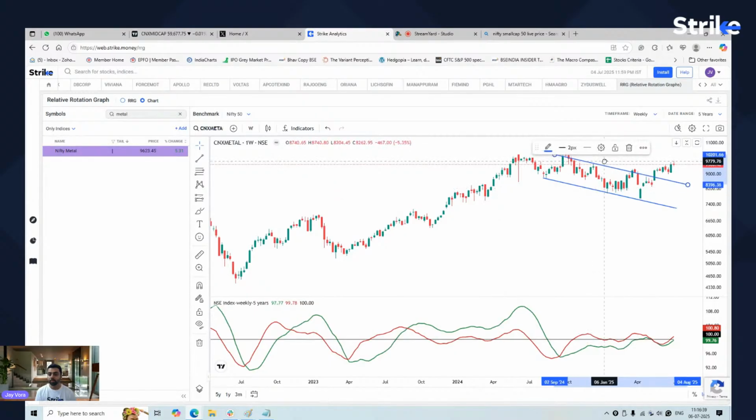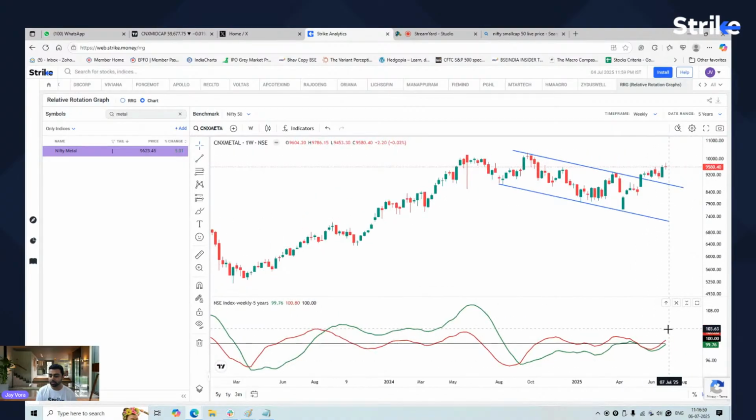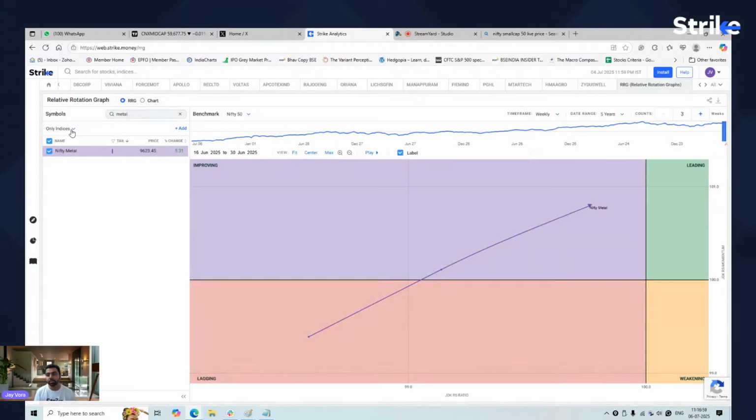If you draw something like this, it has broken out from the channel, and now it is trying to go up on the upside after a brief correction or consolidation, and you can see that the momentum is also rising and its RS is also rising. So these are good signs.